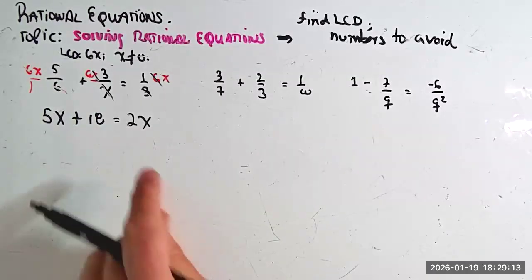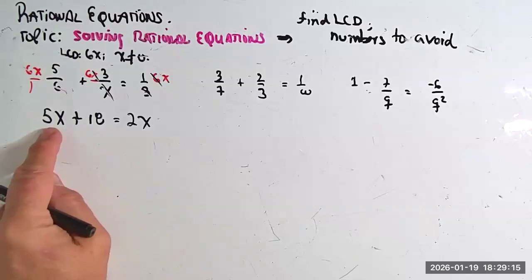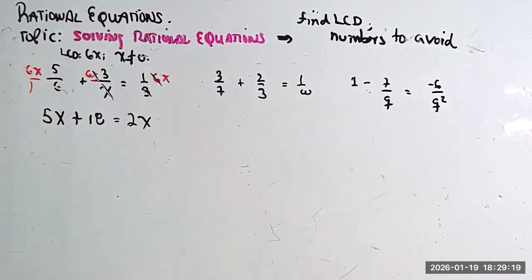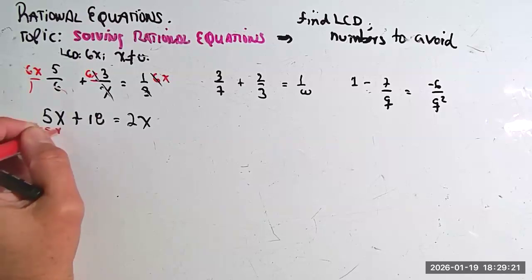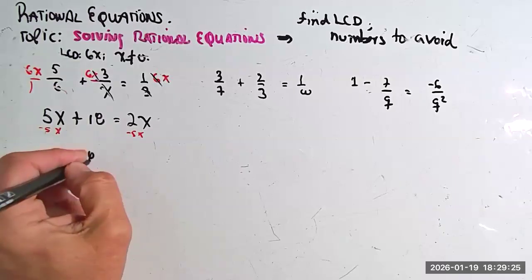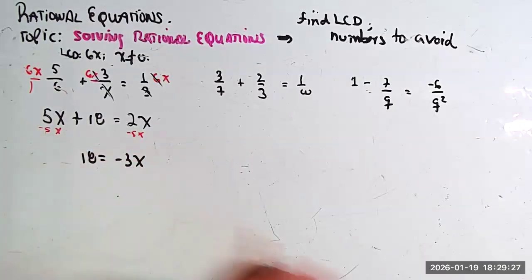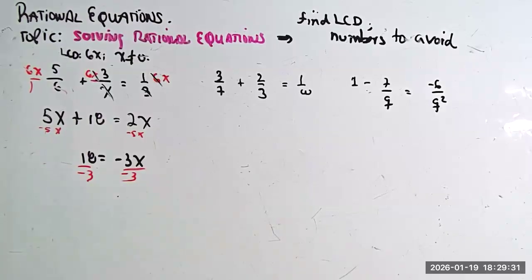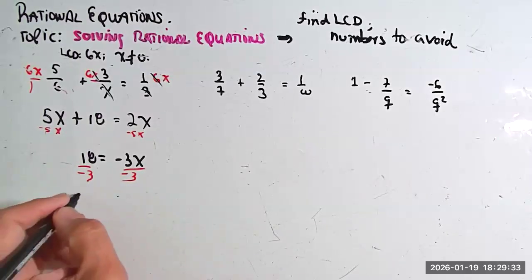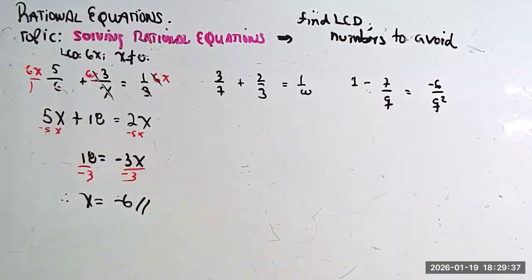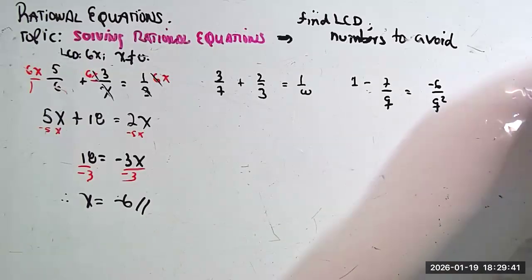And now perhaps we can subtract 5x. So we have 18 equals negative 3x. If I divide by negative 3, x equals negative 6. And we are done. You can always verify to make sure it's okay. So let's continue with another example, folks.